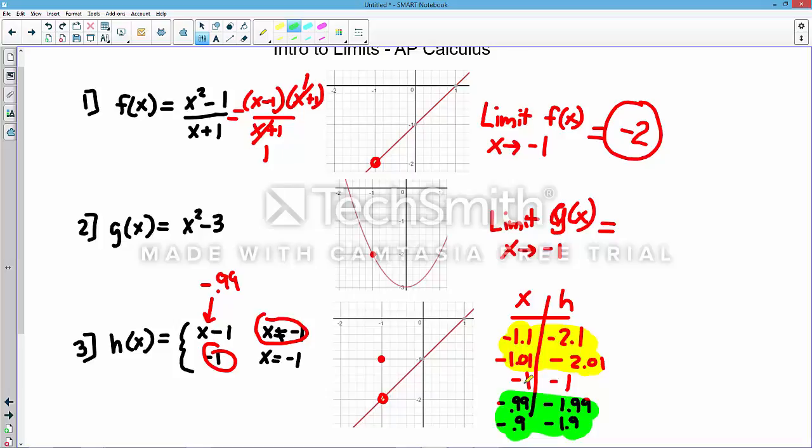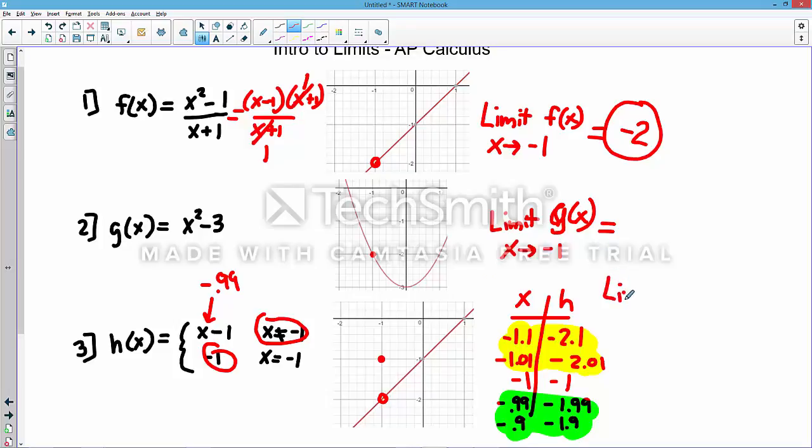And notice I don't care what happens here. Even though it made a jump, it could have jumped to 0 or it could have jumped to 8. Even though it made a jump, the value at negative 1 is not what's important. What's important is, what is the value as you get close to negative 1 from both sides? And they're both approaching the same number. From the yellow here, we're approaching negative 2. We're not quite there yet. And from the green, we're approaching negative 2. So this definitely has a limit.